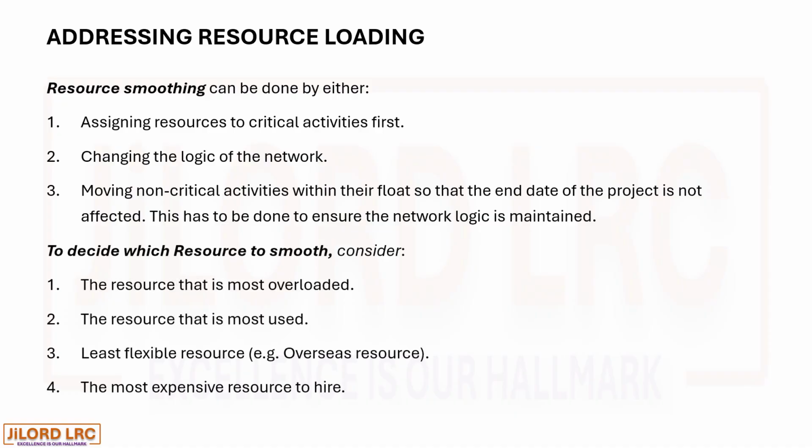To decide which resource to smooth, consider 1, the resource that is most overloaded. And then 2, the resource that is most used. 3, the least flexible resource, for example, overseas resource. And then finally, the most expensive resource to have. So these considerations have to be made before you decide on how to do the smoothing. We shall look at some examples in the subsequent slides or presentations.